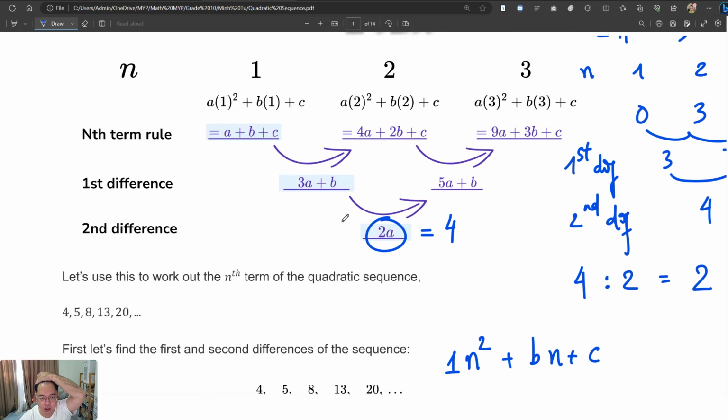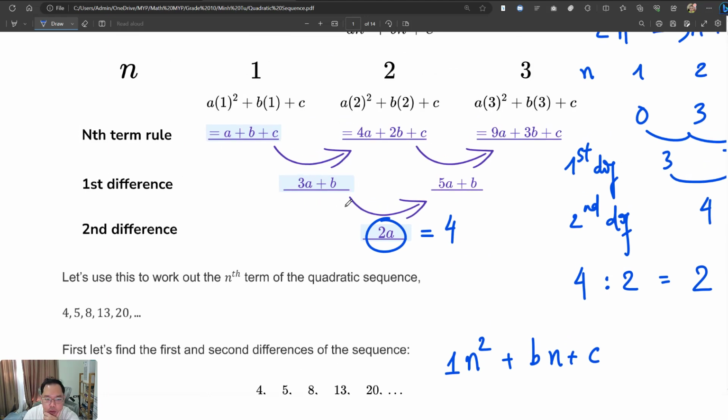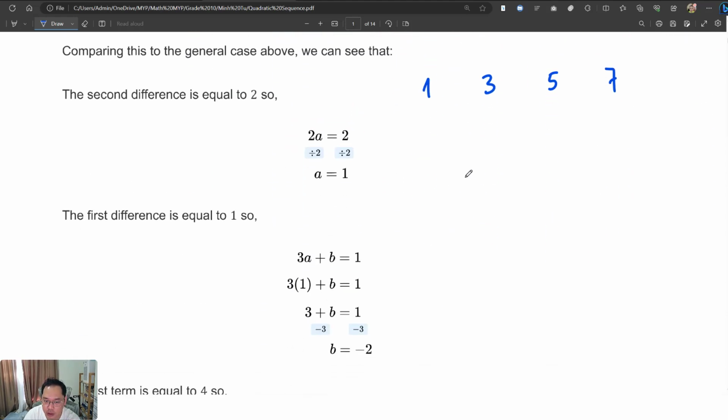Okay. We need to go back to here. 3a plus b is the first difference between the second term and the first term. So we have to memorize this. And the second difference is 5a plus b. So it follows the rule as 1, 3, 5, the odd integers. Try memorizing that.